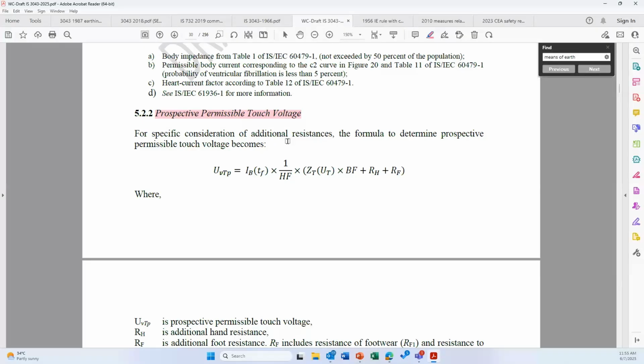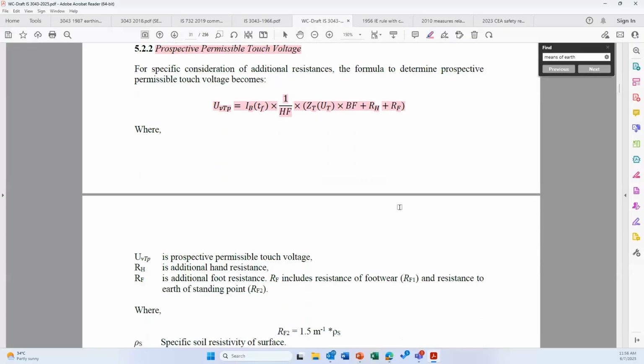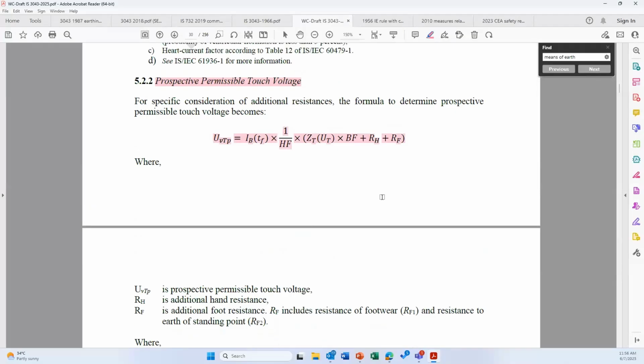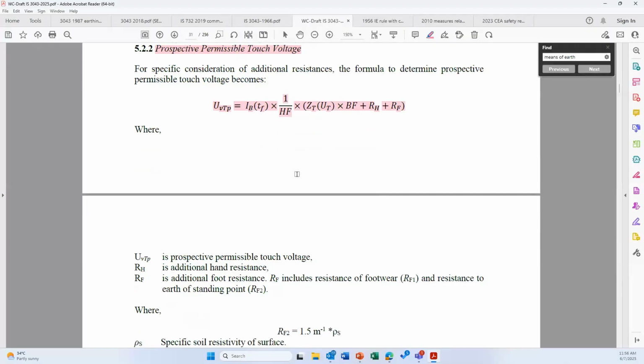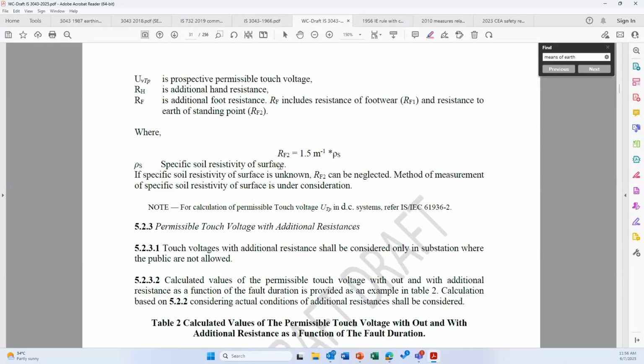Under that condition, one of the methods which can be adopted is you allow only skilled people to be allowed in this particular substation, and the people always should have PPEs like shoes, like gloves, and so on. Now the prospective permissible touch voltage, based on the additional resistances offered by the gloves, the shoes, and the resistance of the gravel, can be calculated based on this. Please note that this information was already existing in IEC 61936. So when you read clause 10, you also should read together with clause 5.2.